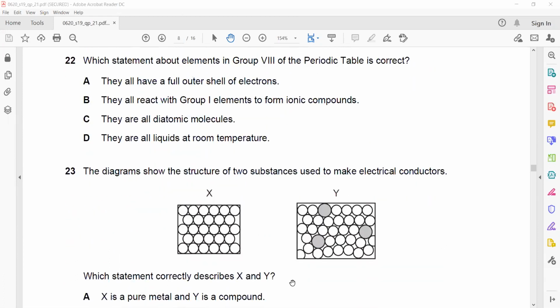Question 22. Which statement about elements in group 8 of the periodic table is correct? A. Full outer electrons, no reaction. So they have a full outer shell of electrons and do not react. So A is the right statement for this.